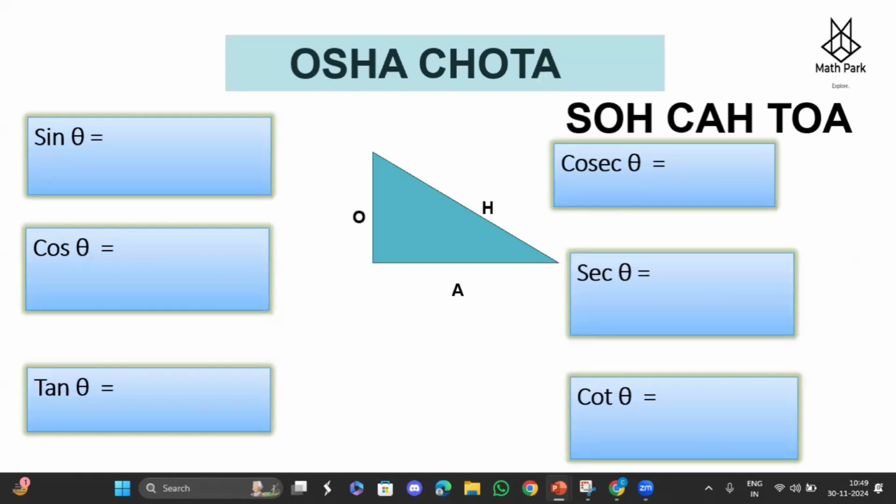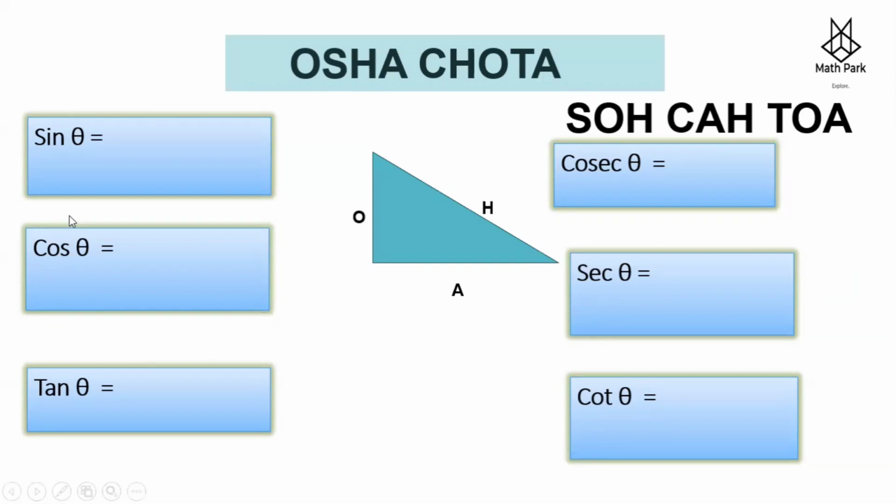So there are three basic trigonometric ratios, sine, cos, and tan. And cosec, sec, and cot are the reciprocals of these ratios. To remember these ratios, we use this mnemonic Osha Chota or Soka Toa. Here I have a right triangle. In this right triangle, this is a 90-degree angle. Let us say PQR is a right triangle, and this is the angle theta.